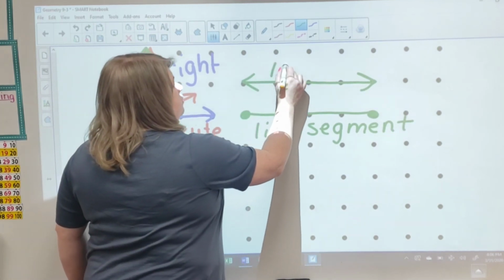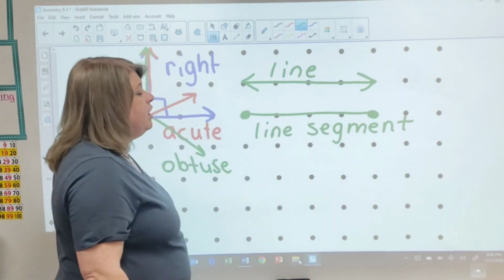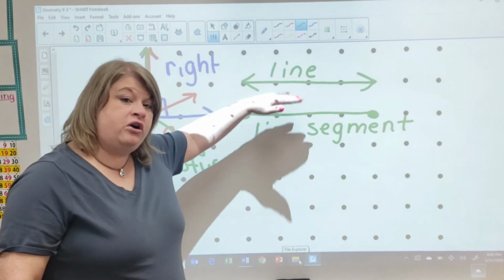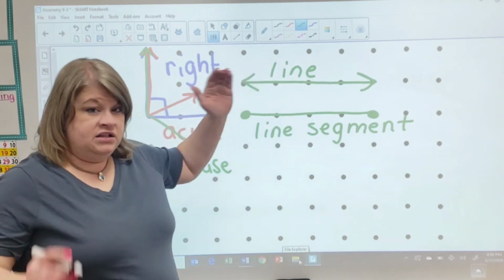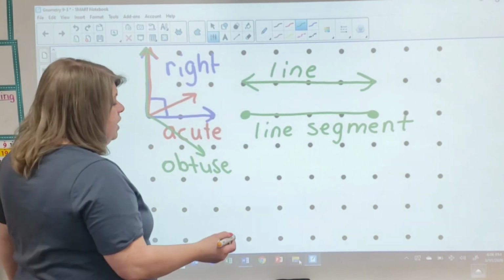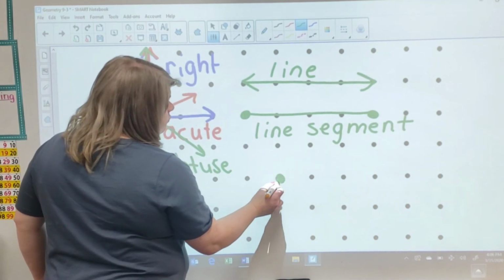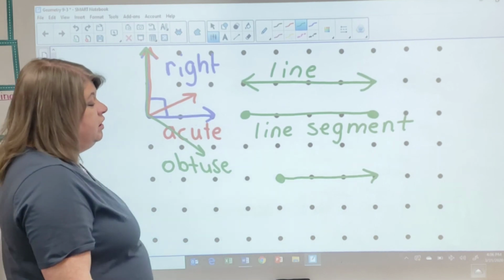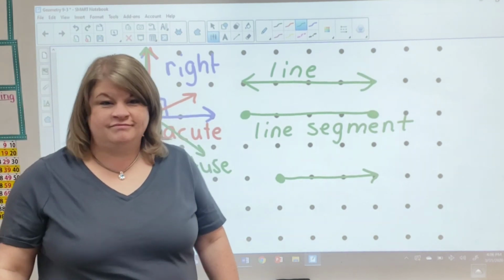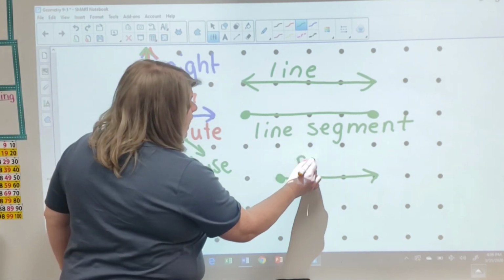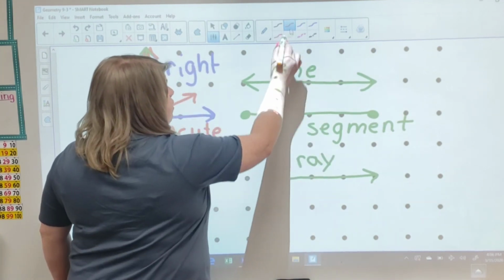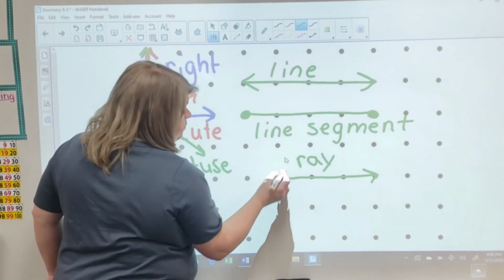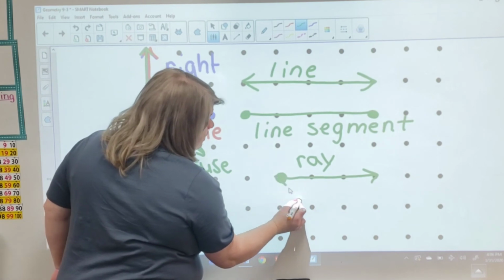This is just a regular line like a number line. It goes on forever. But the line segment is part of a line. It's just a part of it. It's a segment of it. If I have an endpoint and a line, what do we call that? That is a ray. Rays can also come from the same endpoint and go in another direction.